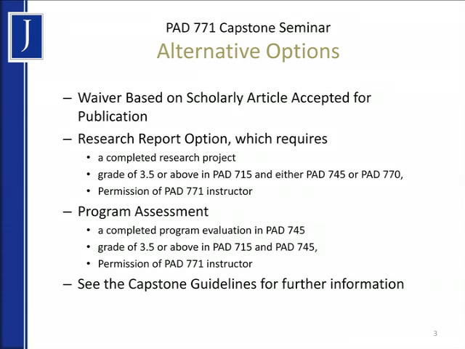If a student completes a scholarly article which is accepted for publication in any official journal of the National Association of Schools of Public Affairs and Administration, the American Society for Public Administration, or the Association of Inspectors General, or the Journal of Public Inquiry, the student is entitled to a waiver of the requirement to complete PAD 771 and the Capstone Project. Students who have developed and submitted an article not accepted for publication may also consider the Research Report Project option. A research report summarizes a research project conducted by the student.